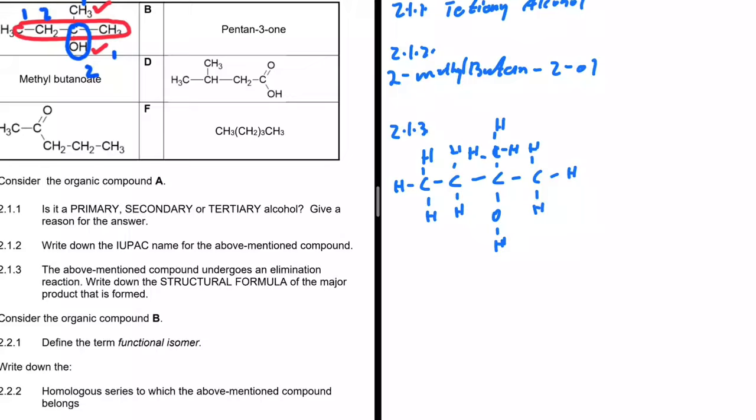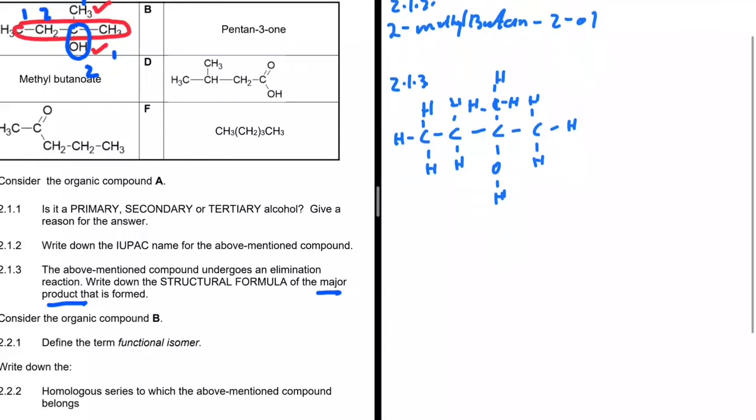This question is very specific. Major product, right? We have a major product and a minor product for this reaction. For the product of an elimination reaction of an alcohol, dehydration, we have a major product and a minor product. So this is just the alcohol.